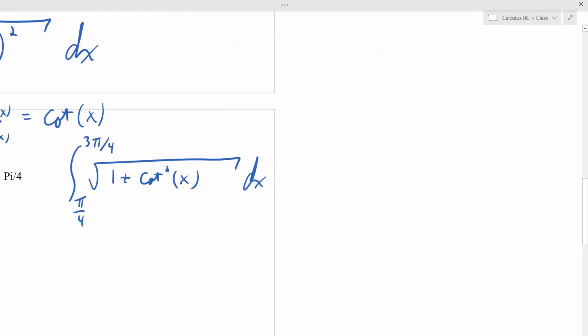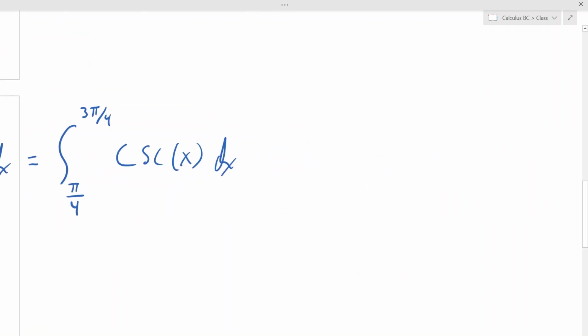So 1 plus cotangent squared happens to be cosecant squared. That's a Pythagorean identity. We've discussed those. 1 plus cotangent squared is cosecant squared, and the square root of cosecant squared is just cosecant. Well, the absolute value of cosecant, really, but cosecant's positive on this interval, so that doesn't really matter for us at this point. Now, the integral of cosecant is something along these lines. Man, it's been a while since I've done this. Ln cosecant x plus cotangent x plus c. Okay.